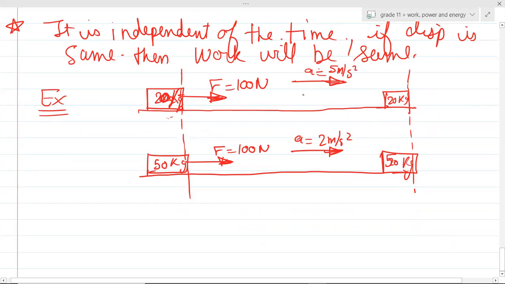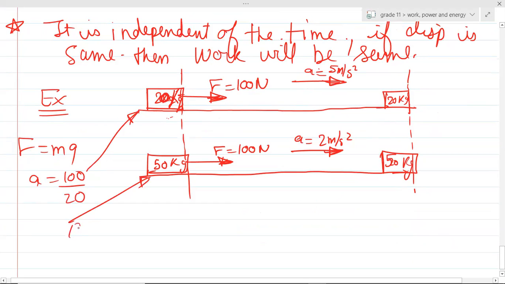Sir, wait. Calculating the acceleration. How did you find acceleration? F equals ma. Force was 100, mass was 20. Yes, sir. So with the help of this, we found out the acceleration. Now, can you see initially both of them are at zero speed. Final speed will also be different.